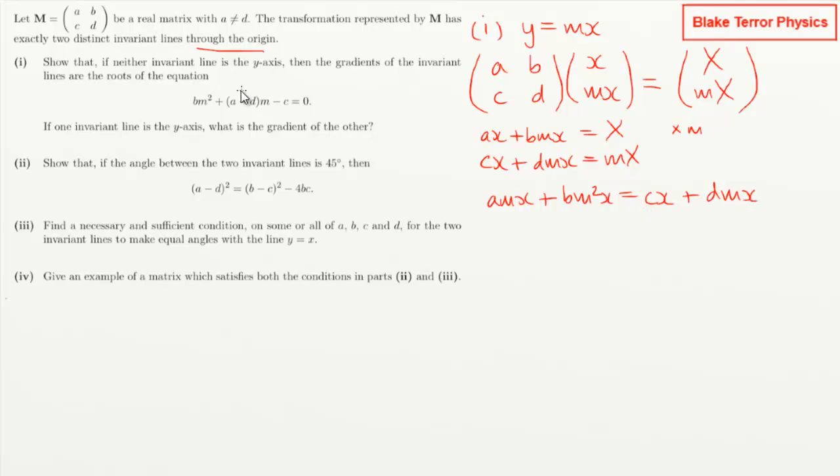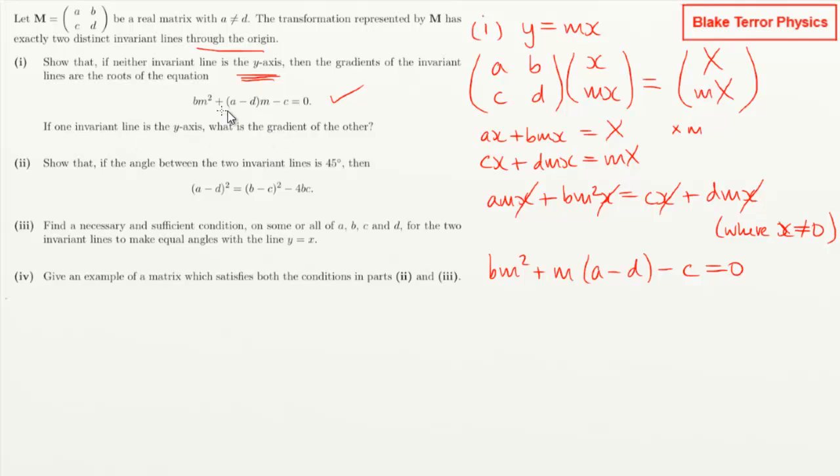In this case, we're not including the option of the y-axis as the invariant line, so small x is not equal to 0. So I can divide through by that x, because we don't have to worry about dividing by 0. What format have they put it in? They just put everything on the left hand side, right? So I've got bm squared plus m times (a minus d) minus c is 0, which is what we want.